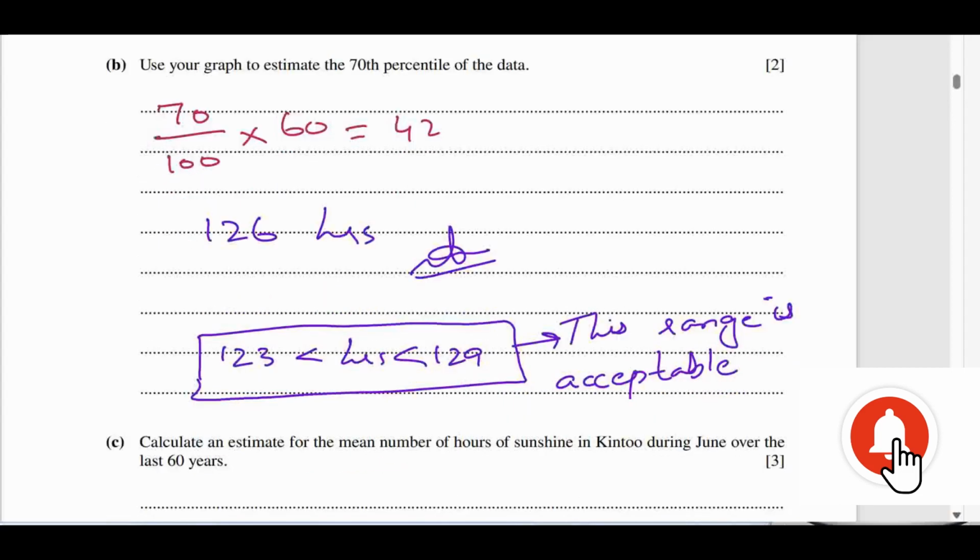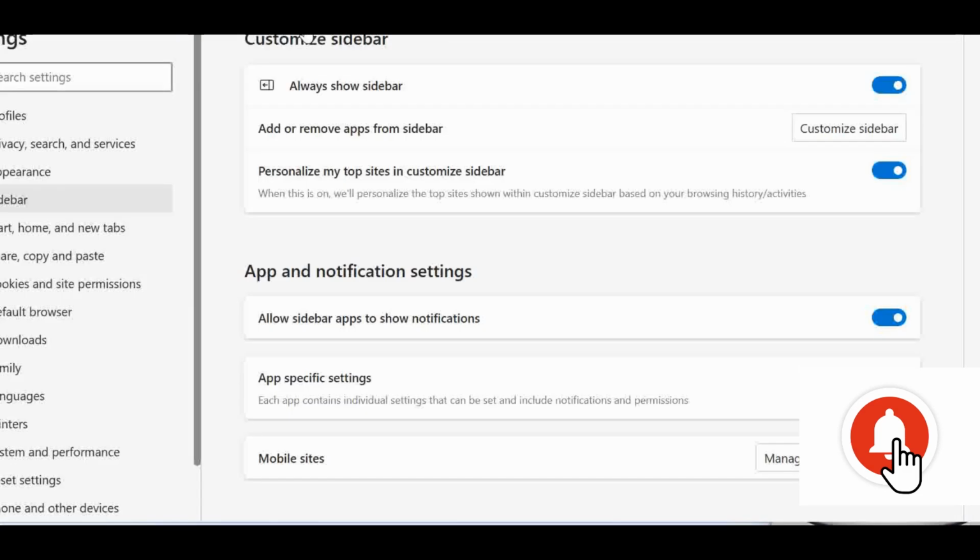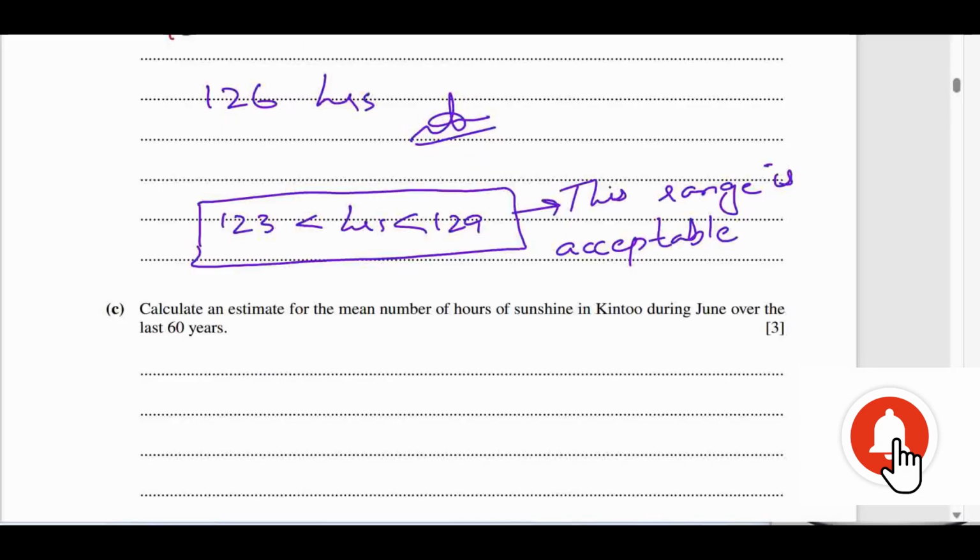Let's move on to the next part. Now the next part is: calculate an estimate of the mean number of hours of sunshine over the last 60 years. इसका मतलब सिंपल सा ये है कि हमने मीन फाइंड करना है. तो मीन का फॉर्मूला आपके पास क्या है? मीन विल बी इक्वल्स टू समीशन ऑफ fx बाय समीशन ऑफ f.